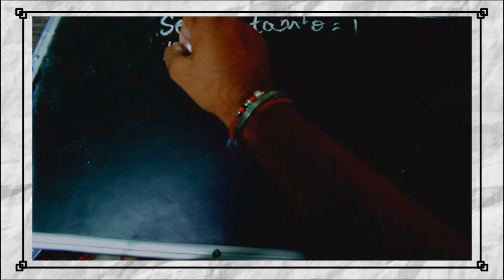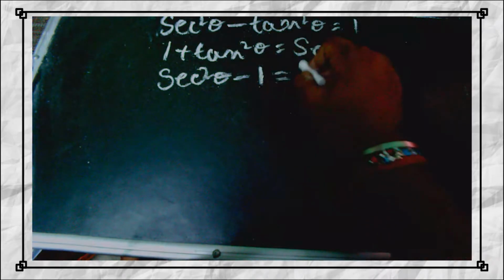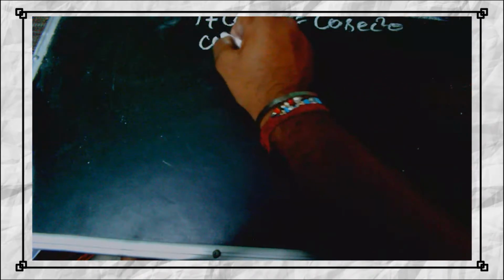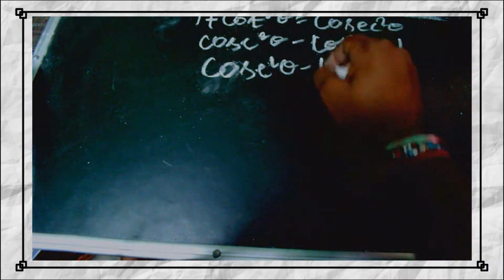Similarly, sec square theta minus tan square theta equals 1, and 1 plus tan square theta equals sec square theta, and sec square theta minus 1 equals tan square theta. Lastly, 1 plus cot square theta equals cosec square theta. Cosec square theta minus cot square theta equals 1, and cosec square theta minus 1 equals cot square theta. So these were all the fundamental relations between the 6 trigonometric ratios.